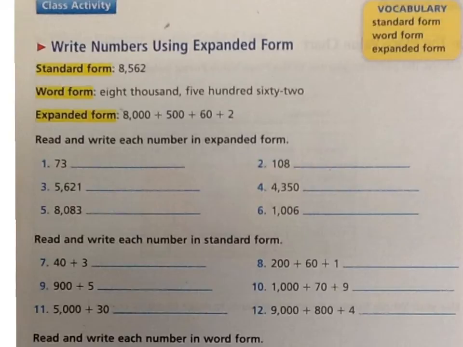Alright, so you're going to read and write each number in expanded form. I know here we talked about standard form first, and now they're asking for expanded form, basically because all these are in standard form. So you're going to write these numbers in expanded form. If you look at 73, it's going to tell you we have 7 tens, which is 70, plus 3 ones. Okay? Easy enough. I'll do the second one with you.